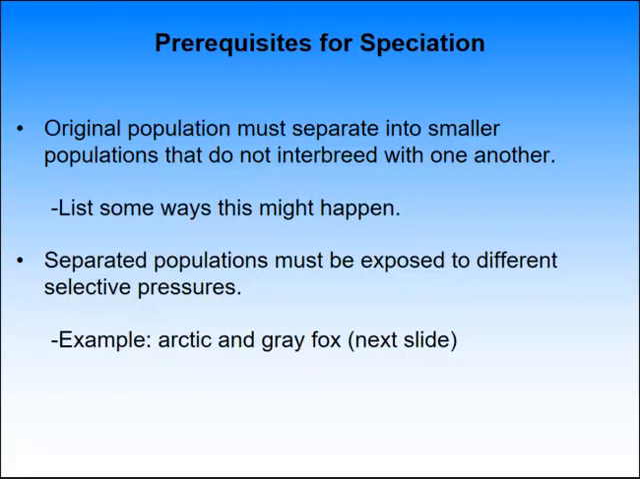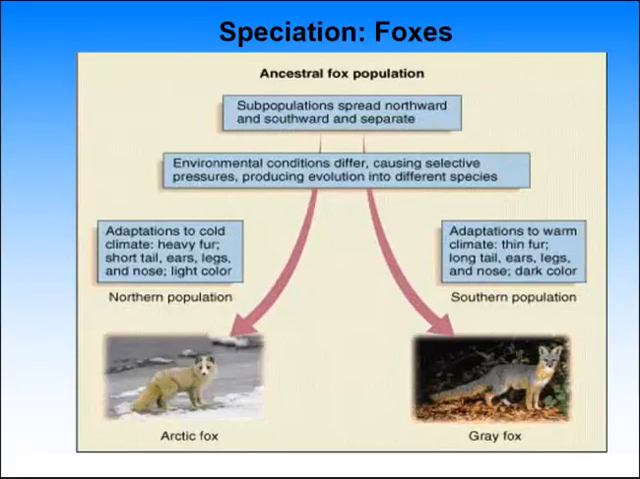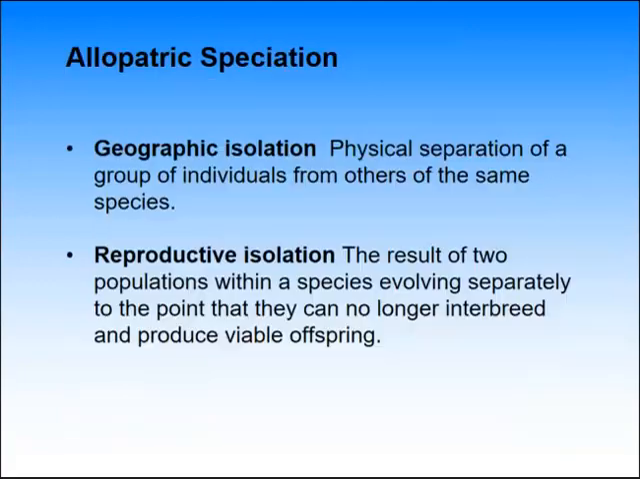For example, looking at foxes experiencing two different selective pressures here. The Arctic and the gray fox have a common ancestor, just like dogs have common ancestors of wolves. Selective pressures for the Arctic fox in the north is the cold, and the gray fox in the south is the warm climate. These are different selective pressures that serve as prereqs to speciation from the original ancestral fox. Remember, new species evolve allopatrically or sympatrically.